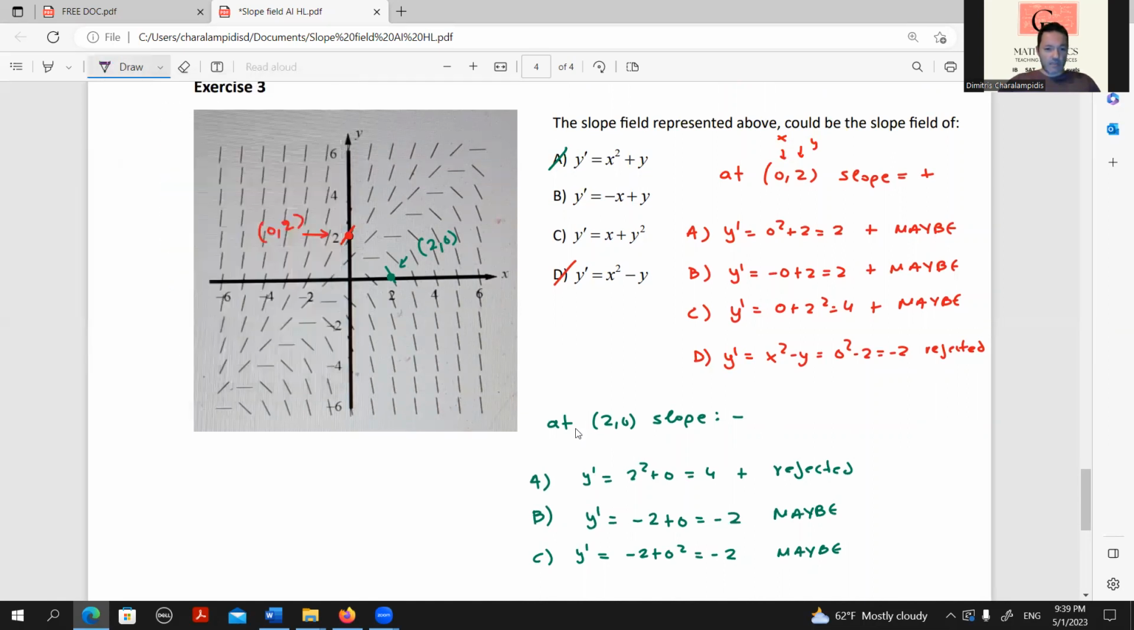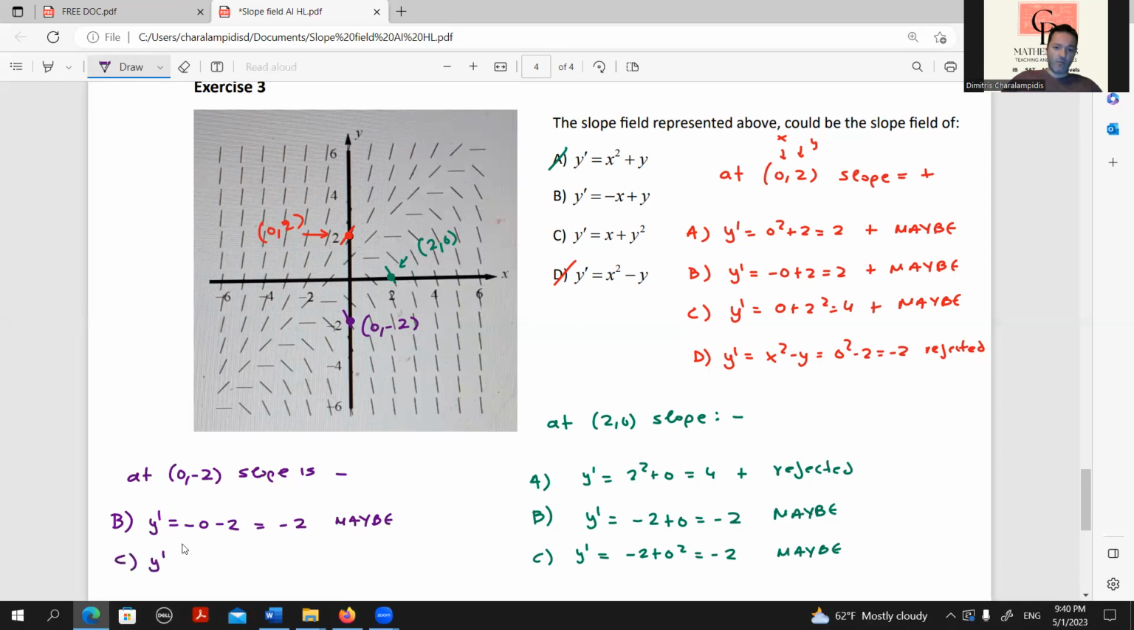What should we do next? Let us use now this point. It's the point with coordinates 0 and negative 2. We can see that at 0, negative 2, slope is negative. So we are left with B. Y derivative is minus 0 minus 2. It's minus 2. It is negative, so we could say that maybe it is that.